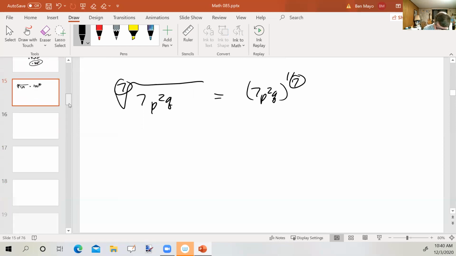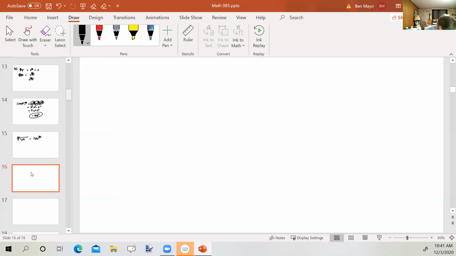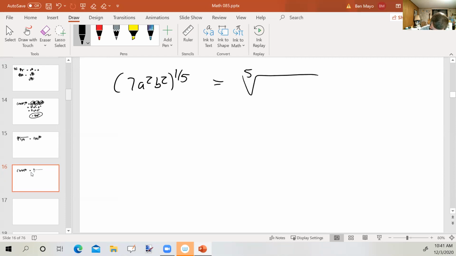Let's say we have, where is it here? There we go. The quantity 7a squared b squared to the 1/5 power. Changing that into radical notation would be the 5th root of the quantity 7a squared b squared. And here in this problem, they're not asking us to simplify it, just to change it to the other form.